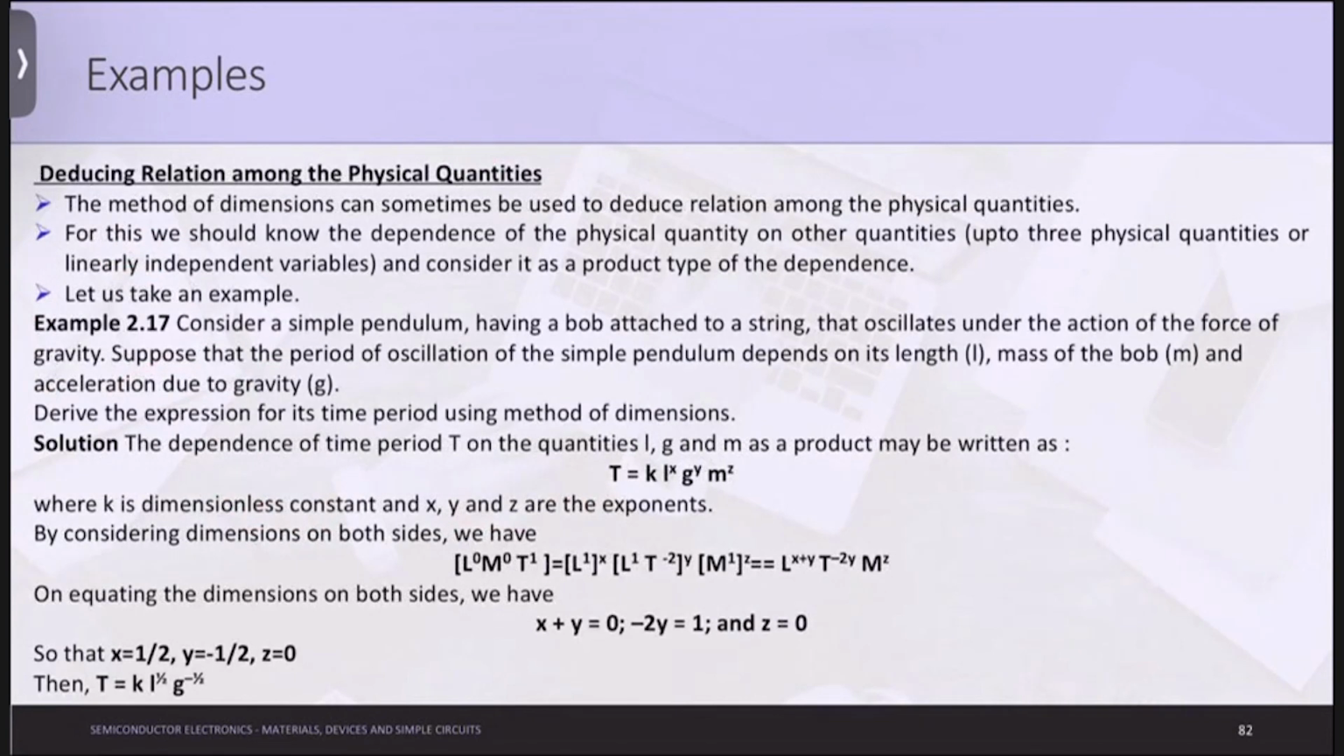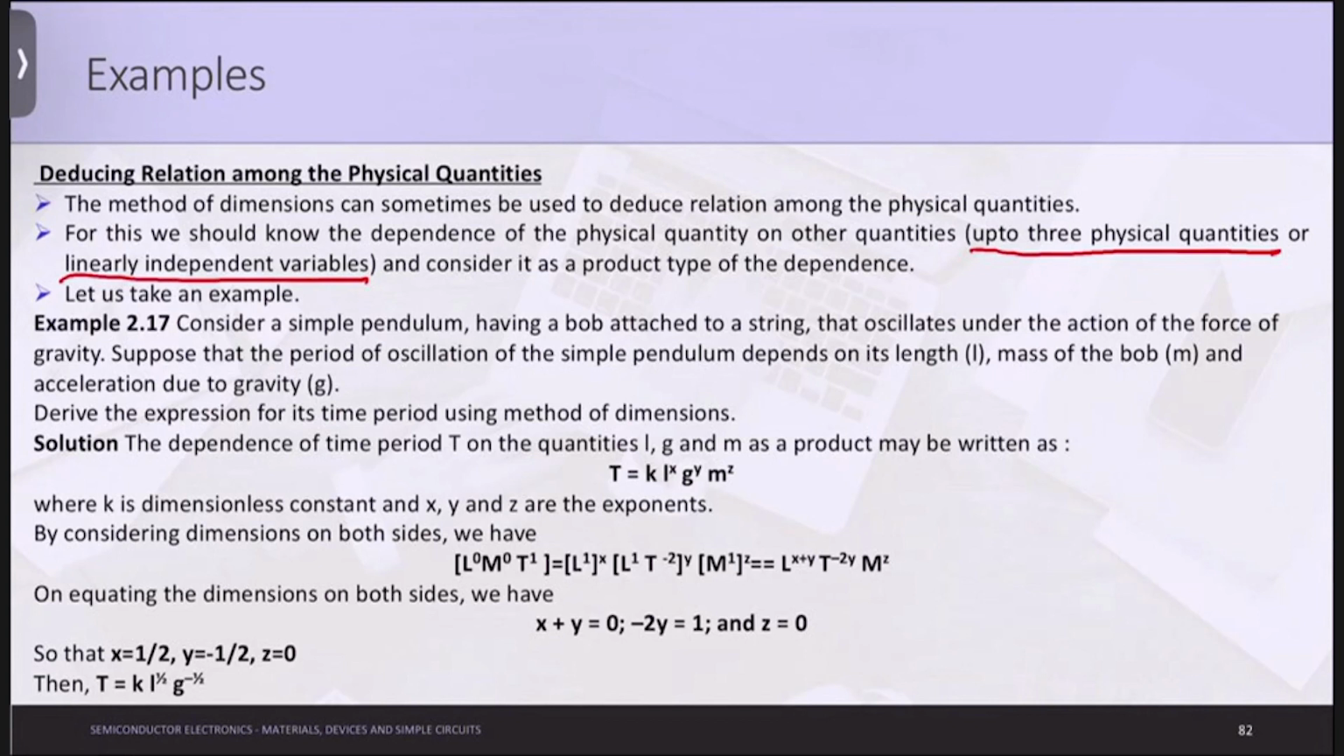Deducing relations among the physical quantities. The method of dimensions can sometimes be used to deduce relations among the physical quantities. For this, we should know the dependence of the physical quantity on other quantities, up to 3 physical quantities that are linearly independent variables. If you can understand why it is given as only up to 3 physical quantities, it will be very beneficial. Why not greater than that? I will try to come to that after explaining this, and then we can look forward again.